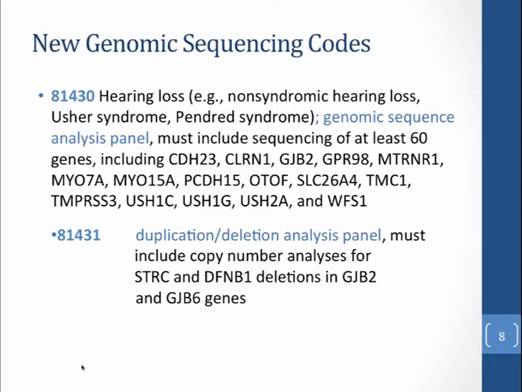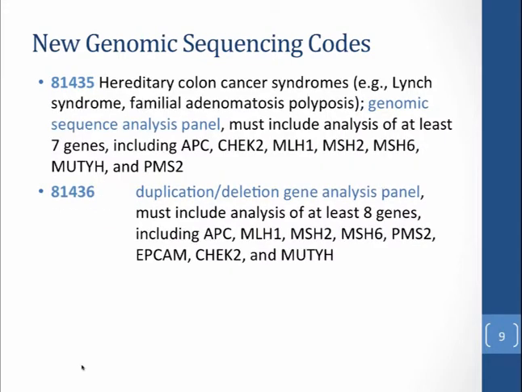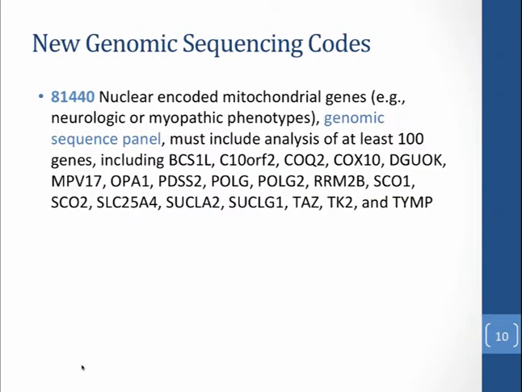The new code for chromosomal aneuploidy, again, this one does have a specific specimen description. In other words, it's only for circulating cell-free fetal DNA in maternal blood. Again, in this case, you must include 3 chromosomes, 13, 18, and 21, in the analysis.